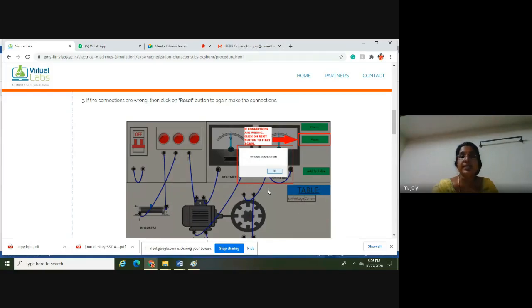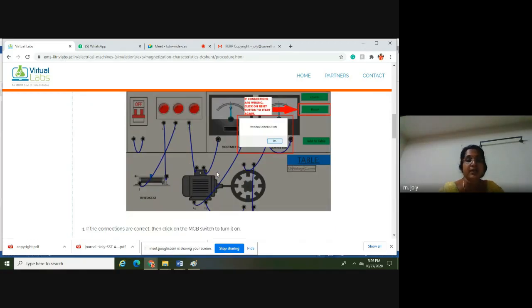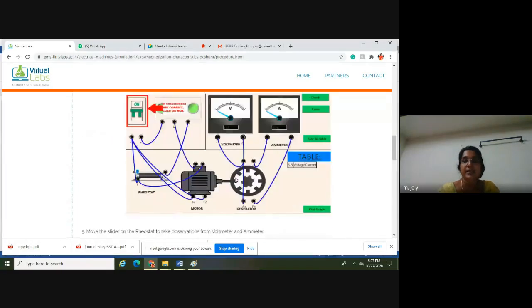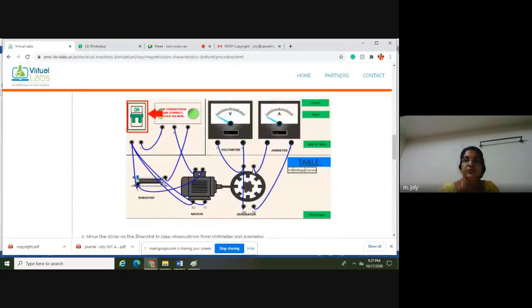Then you do it again. When you are resetting, the entire connection will be lost. So you have to do it again. Okay, then when it is correct, again you have to check. So again you have to check, then when it is correct it will be showing as correct connection. Then what you have to press? You have to switch it here, you have to click here. So it will be on and the generator will be rotating.